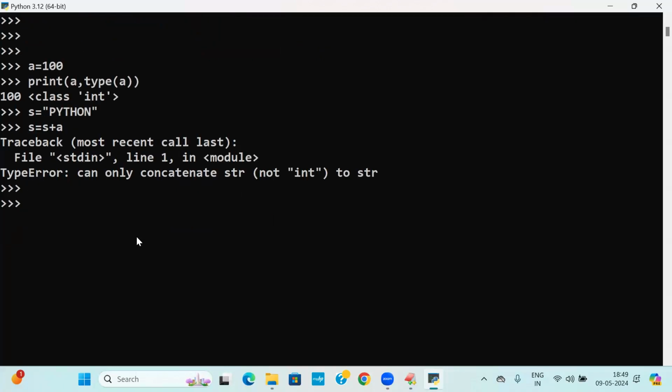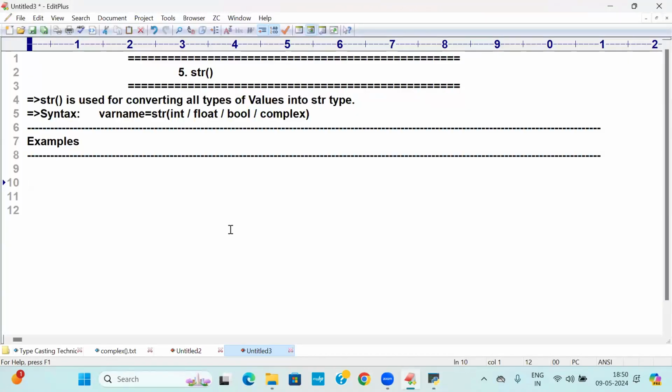A is equal to 100. If you want to do that, S is equal to S plus, convert this A into which type? I say str of A. Convert into that. Print this S. What is printed? Python 100 is printed. Are you able to follow? So it is called the concatenation process.